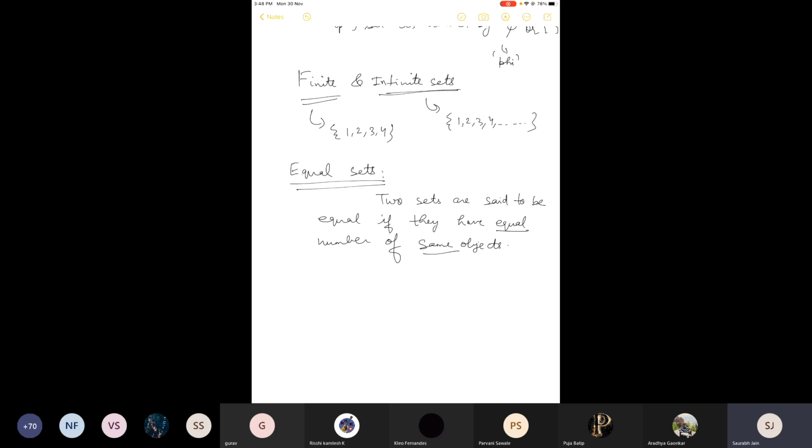What I want to say, suppose I have a set 1, 2, 3. I have another set A, B, C. Both have the same number of elements, but they are not equal sets. Why? Because the elements are not the same.